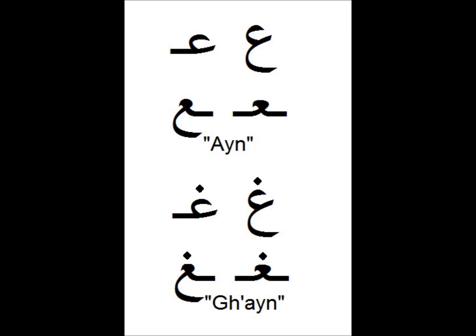Ain is typically pronounced like a heavy ah sound. Ghain is usually transcribed as a G followed by an H. The effect is an overall heavy G sound. Let's see what these letters look like in words.